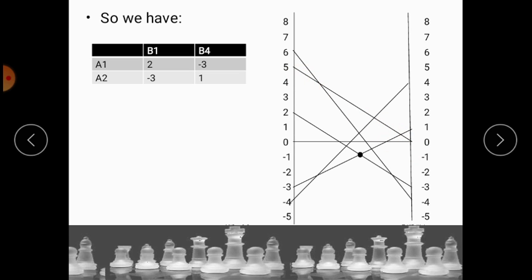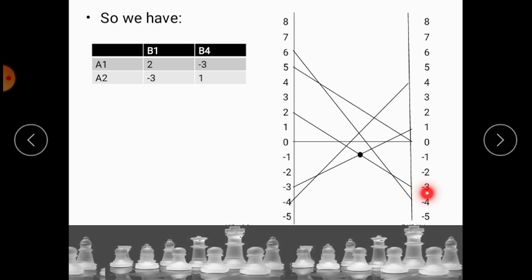Once we have plotted all 5 lines, let us now consider our reduced matrix. We have deleted 3 columns and reduced the matrix, so this is our current matrix. According to the current matrix, only 2 lines will be considered: for the B1 and B4 columns. B1 has A1 strategy 2 and A2 strategy minus 3. That is this line.